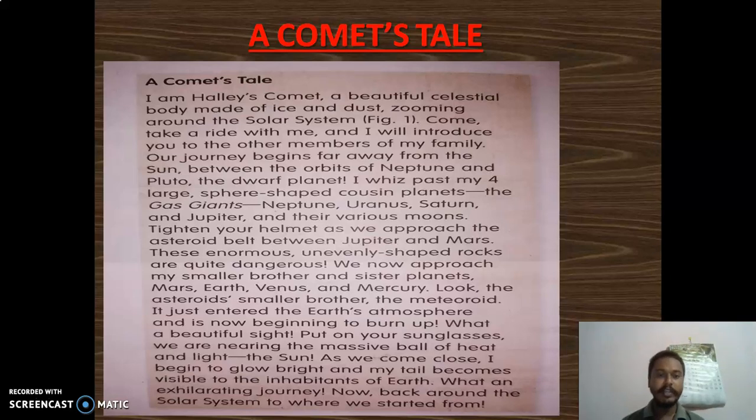We are nearing the massive ball of heat and light, the sun. As we come close, I begin to glow bright and my tail becomes visible to the inhabitants of Earth. What an exhilarating journey. Now back around the solar system to where we started from. Now see, as the comet's journey completes, we come to know all the celestial bodies that we're going to read about: stars, moon, asteroids, planets, meteoroids. So let's see them, okay?